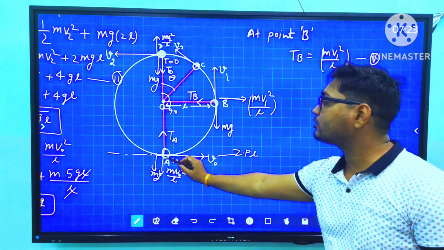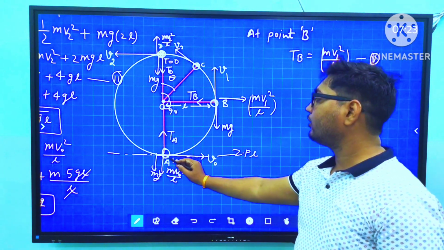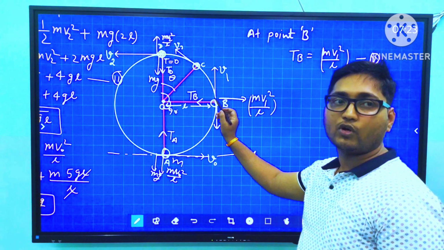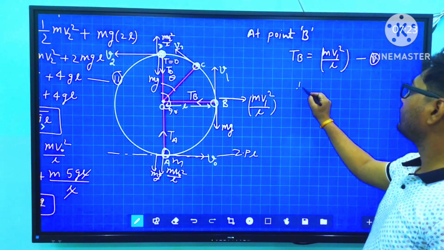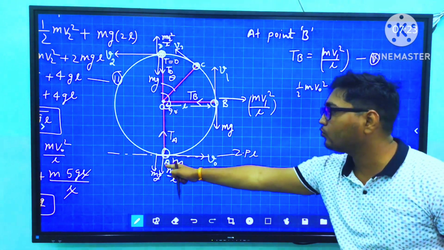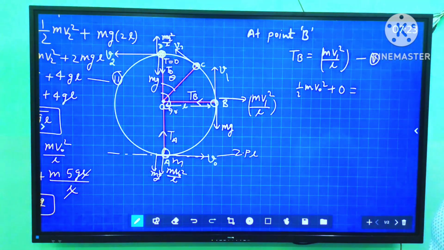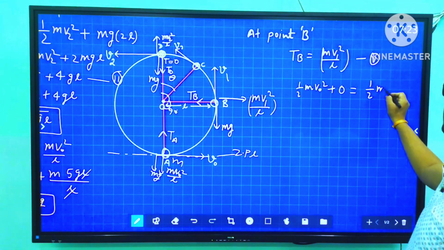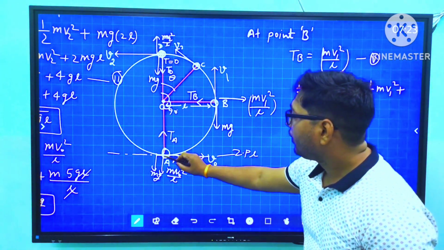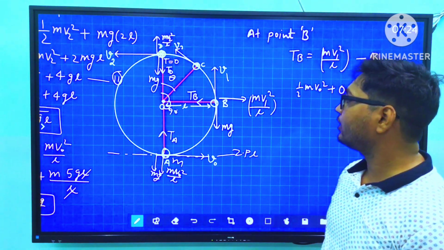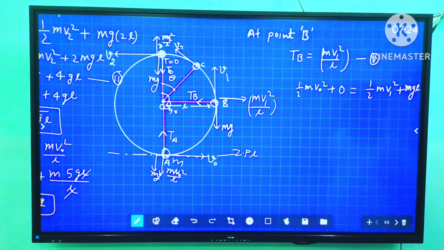And again we will apply the conservation of mechanical energy between point A and point B, and we will equate the sum of kinetic energy and potential energy at point A with the sum of kinetic energy and potential energy at point B. Now we will write the energy balance equation: half mv0 square, that is the kinetic energy at the lowermost point, plus potential energy, which is 0 at the lowermost point, will be equal to half mv1 square plus, now point B is at the height of L with respect to the zero potential line, the dotted line, so the potential energy will be mgL.